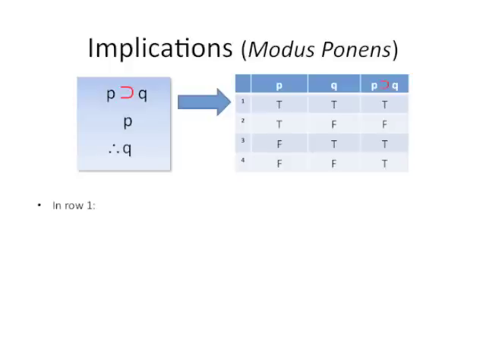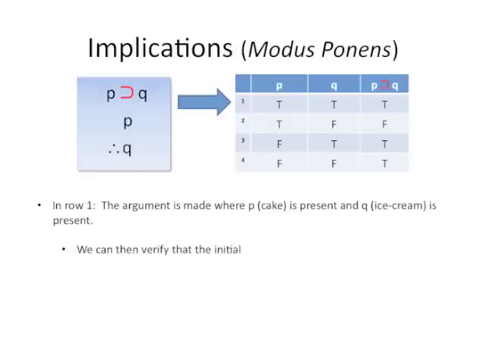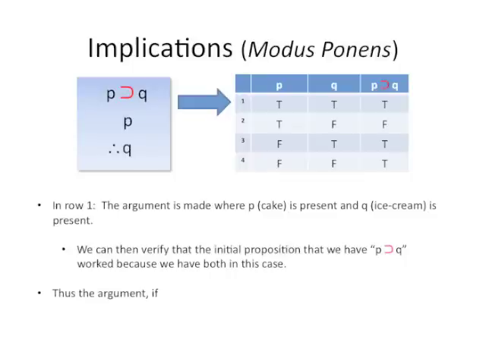In row 1, the argument is made where P, our cake, is actually present. And our Q, the ice cream, is also present. And so we can see then and verify that the initial proposition that we have, if P then Q, works, because we have both in this case. All right, thus the argument is made according to row 1, right? If you have the P and it leads to the Q, then the statement, if P then Q, is actually true. And therefore, in this situation, if you have those things set up in the way that you see them in row 1, the argument would have to be valid.